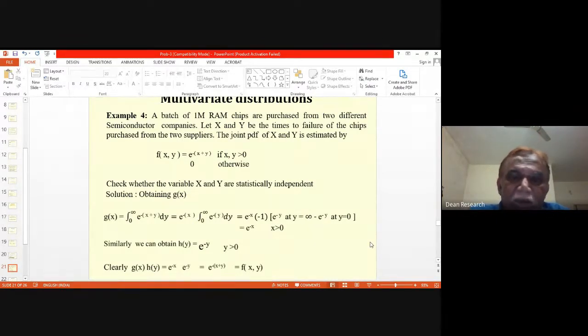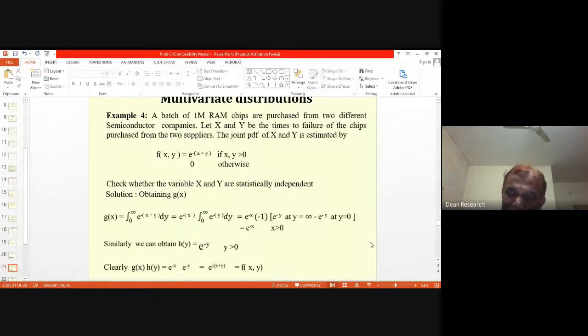The joint PDF of x and y is modeled by this formula: f of x comma y is equal to e to the power of minus (x plus y) if x and y both are greater than 0, 0 otherwise. Okay, just check whether capital X and capital Y are statistically independent.